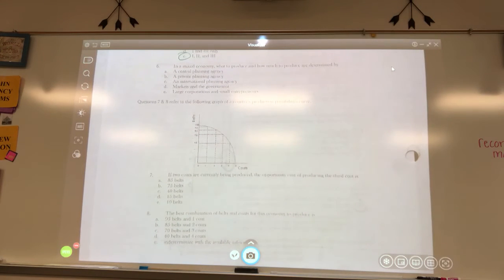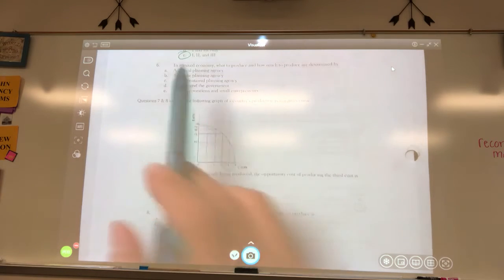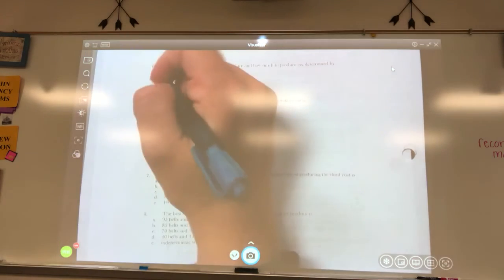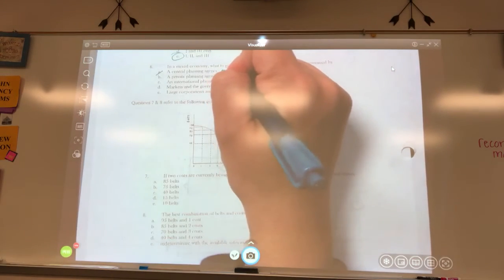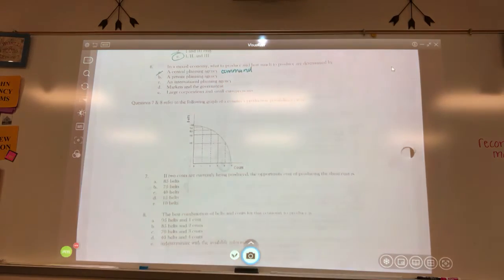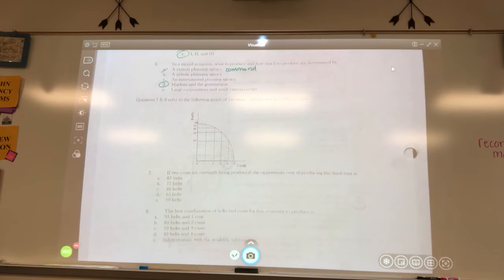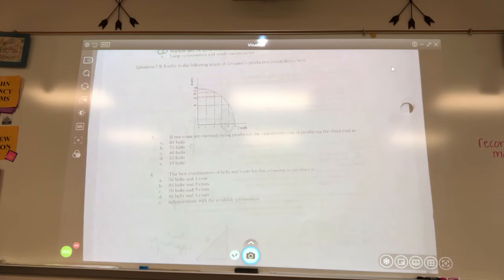Alright, this next one. 6. A mixed economy. What to produce and how to produce are determined by a central planning agency. No, because that's a command, right? That's a command economy and that's not the answer. A private planning agency. No. An internal planning agency. The markets and the government. Yes. There you go. Okay, good thing we just did that lecture today, right?